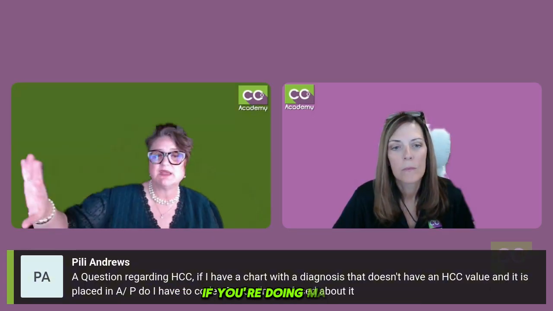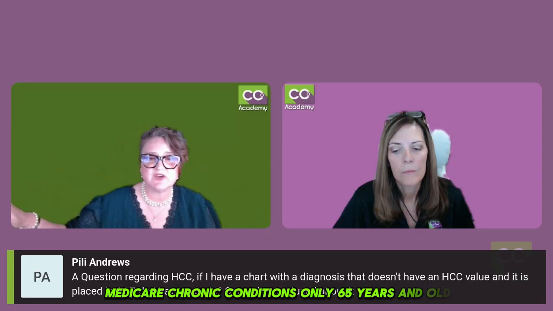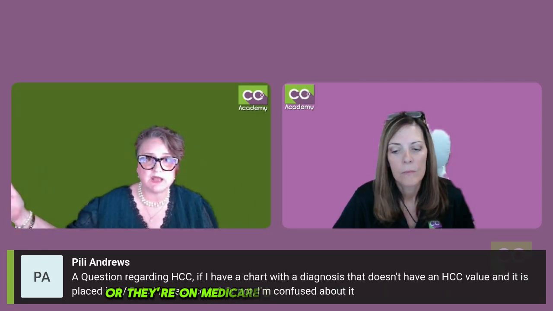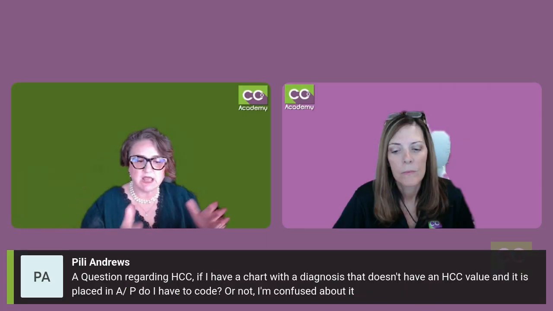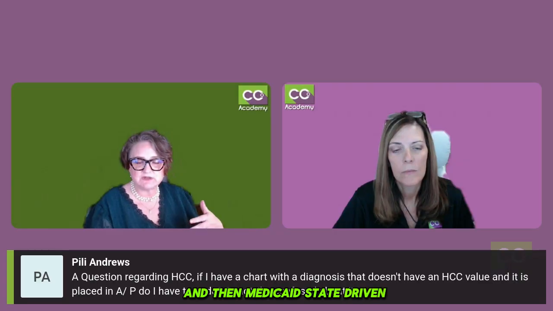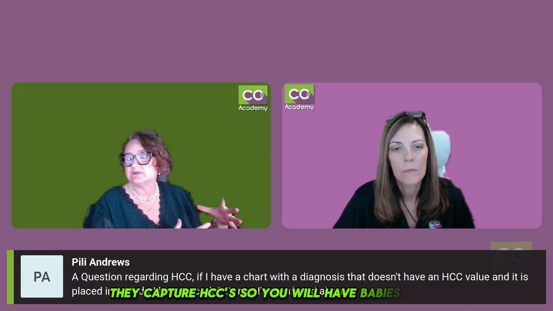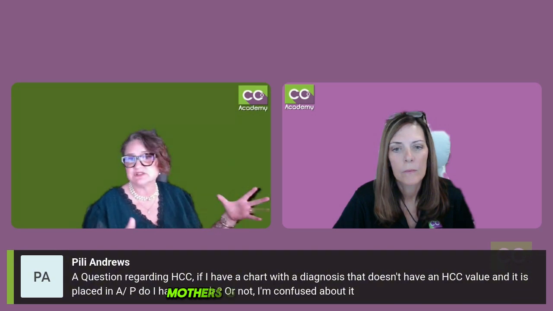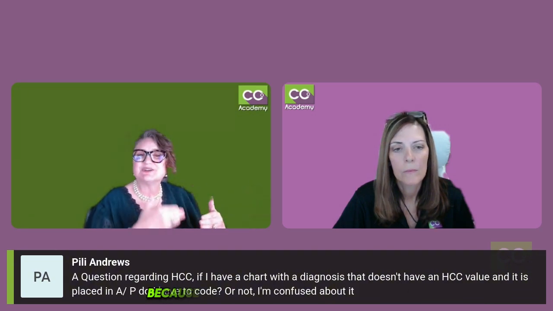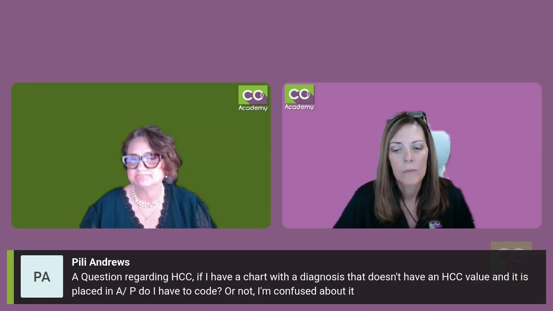If you're doing MA plans, it's chronic conditions, only 65 years and older, or they're on Medicare because they have a disability. And then Medicaid, state driven, they capture HCCs. So you will have babies, children, mothers giving birth, all that stuff, because they're budgeting for the populace they're treating.